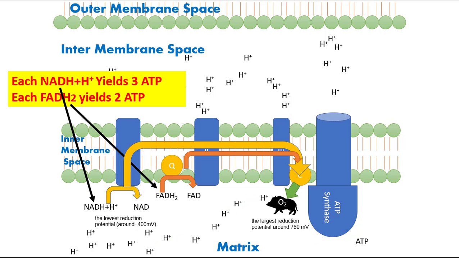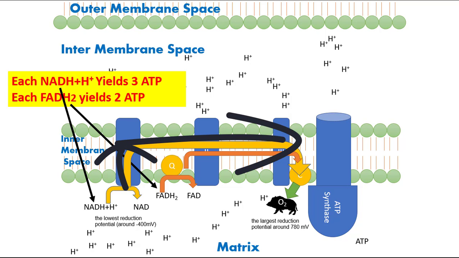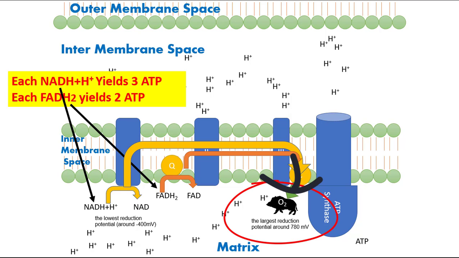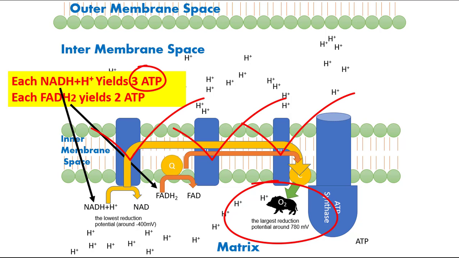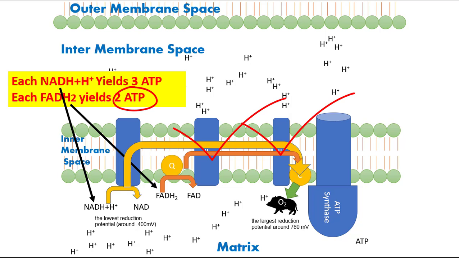As electrons flow through the ETC, they progress to molecules that have an increasing reduction potential, essentially directing electron flow toward the final electron receiver that has the largest reduction potential, which is oxygen. For every pair of electrons transported to the ETC by a molecule of NADH, 3 ATP are generated. For each pair of electrons transferred by FADH2, 2 ATP are generated.